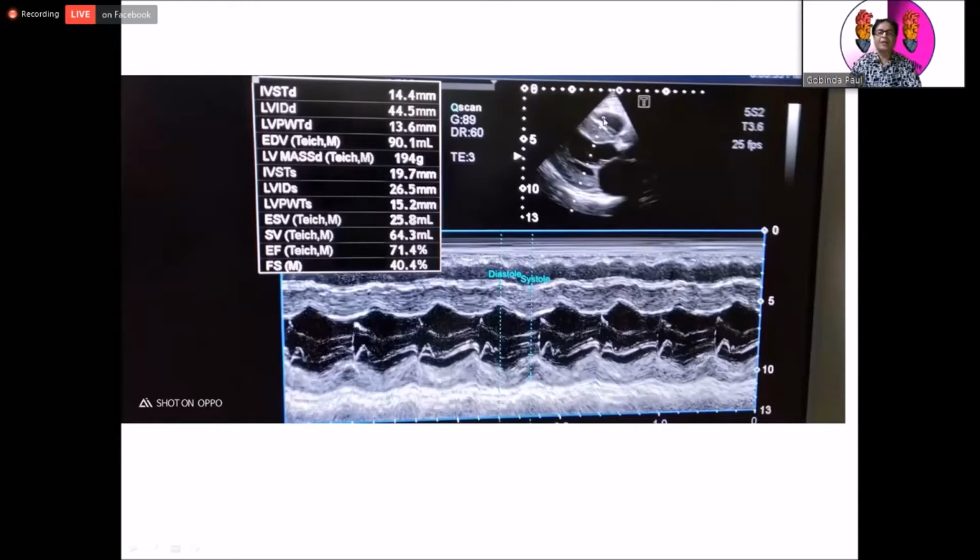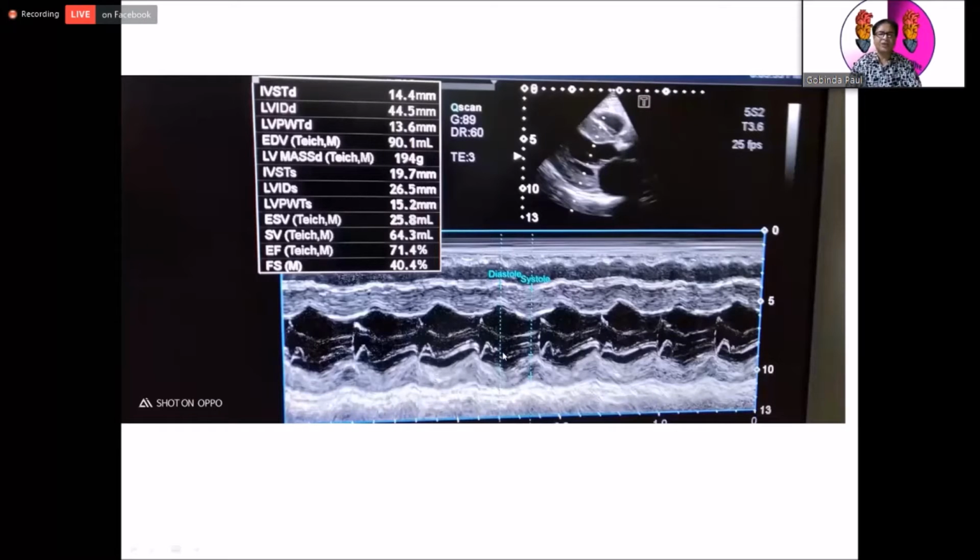Here, the M-mode cursor across the right ventricle, interventricular septum, and LV cavity, with the cursor just distal to the tip of the meeting point of the AML and PML, over the chordae tendineae and also the posterior wall. Here the interventricular septum and also the posterior wall are thickened, that means concentric left ventricular hypertrophy.